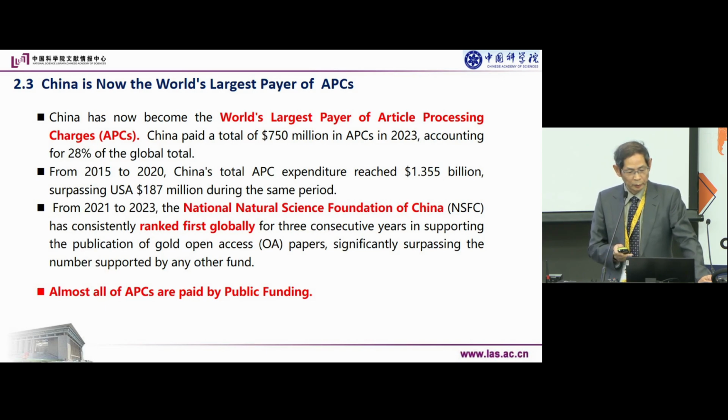We also have NSFC funding from 2020 to 2023, with heavy fundings to support the APC for open access papers. Almost all the APCs are paid by public fundings. So I have to say the journals in China also face demand for open access journals.